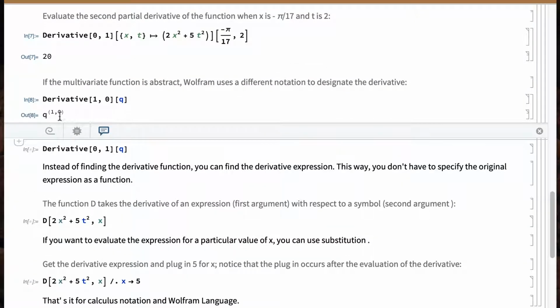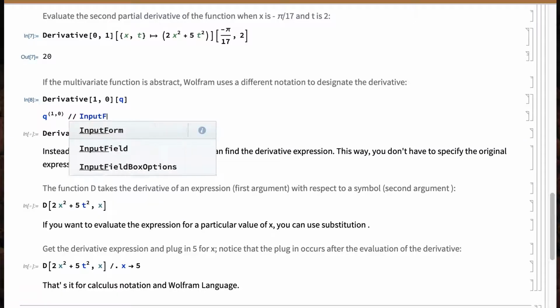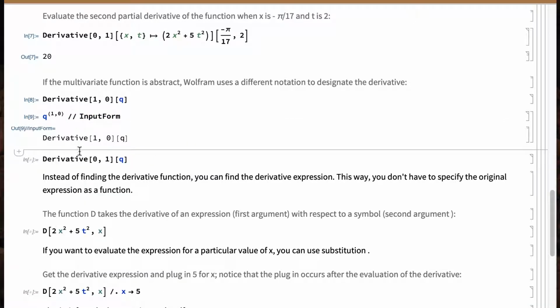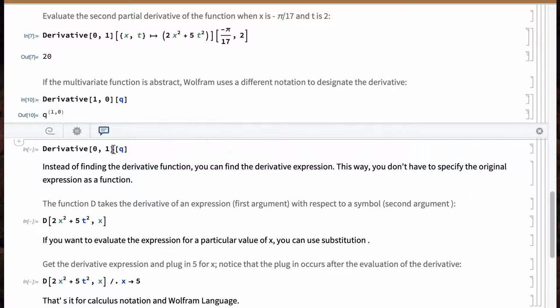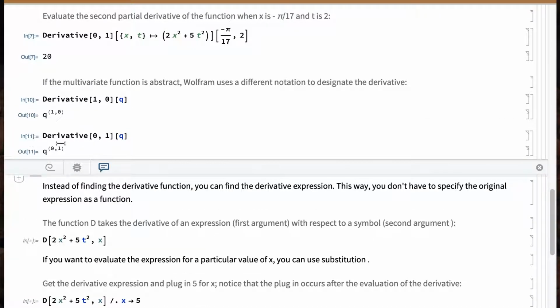Let's look at notation for abstract functions. And that's what, if you see this in Wolfram Language code, that's what it means. And in fact, if I ask what is the input form of this, it's just going to tell me really what I gave it to begin with. Essentially, all that's happening here is there's nothing more it can do with this expression, and so it's just presenting it in what it believes to be a friendlier form. And similarly, this is going to be q of 0, 1.